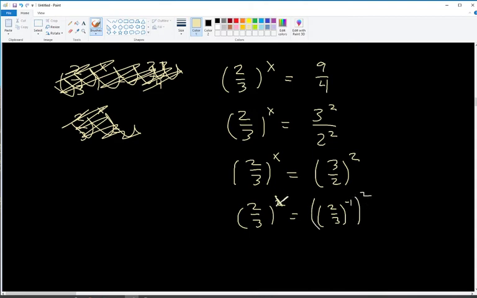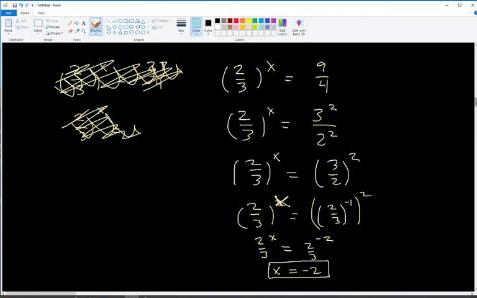This should still be x. So 2/3 to the x equals 2/3 to the negative first squared. So 2/3 to the x equals 2/3 to the negative 2. And at this point, we can solve it and say, well, it's same base, different powers now. So x would equal negative 2 for our solution there.